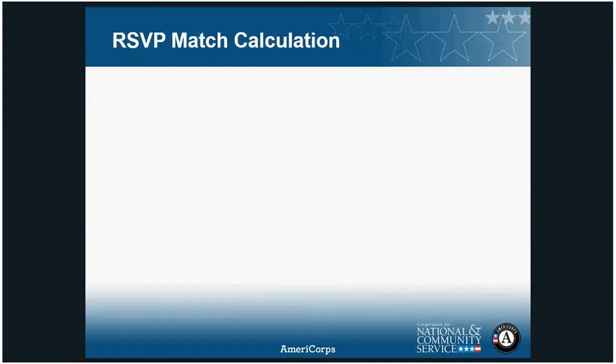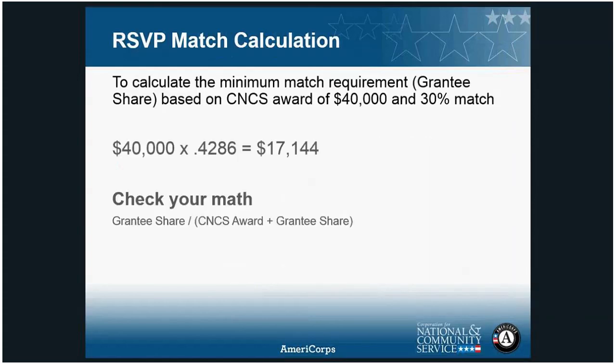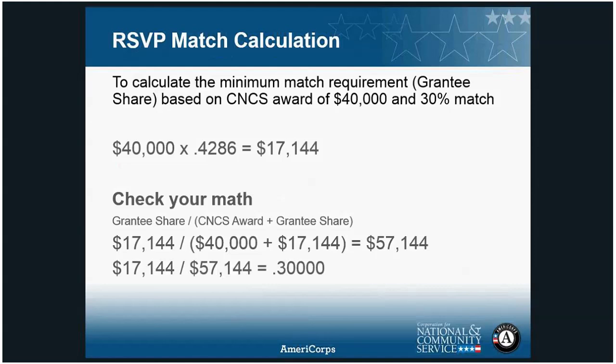And here's another way of looking at it. For those of you that have a 30% match requirement, if you had a $40,000 award, you would take that factor here, and this would be the non-federal match requirement. To check your math, you would take the $17,144 divided by the CNCS award plus the grantee share, commonly referred to as the total outlays, and you would arrive at the 30% match.